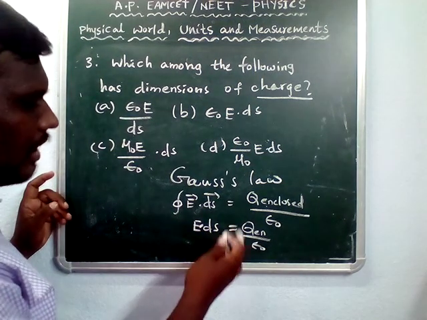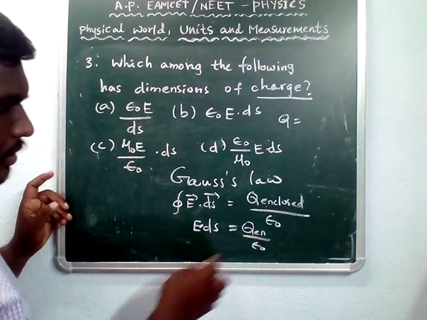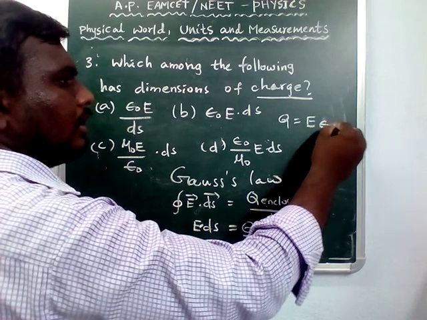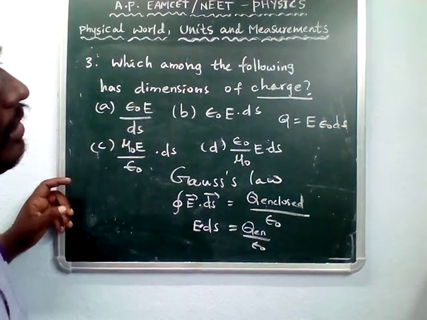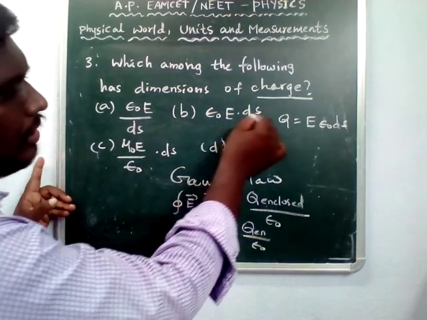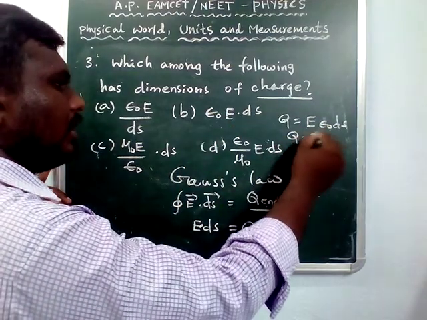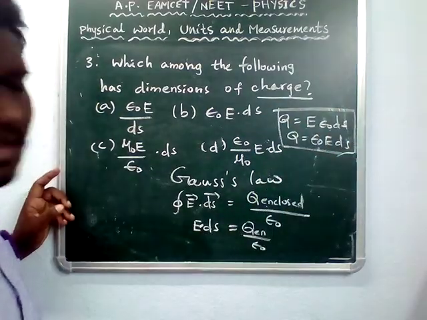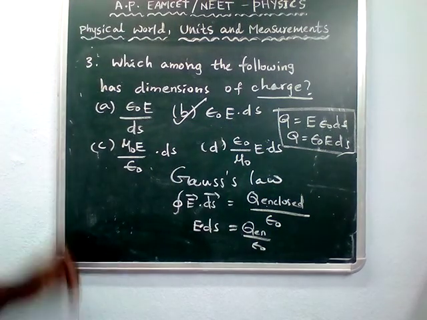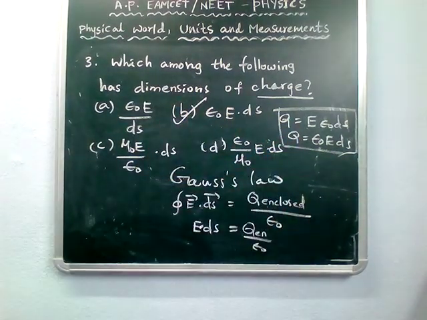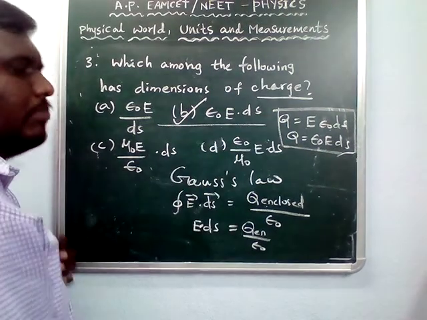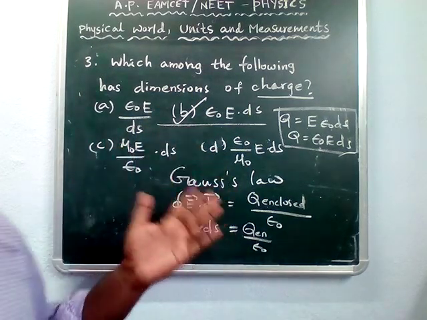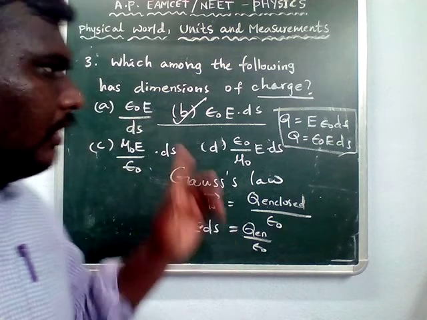If you write the charge q enclosed, that means Q is equal to, taking epsilon naught to the other side, epsilon naught E ds. So Q is equal to epsilon naught E ds. According to Gauss law you can apply this, so option B matches the equation. So the answer is B, understand? The charge will be represented in the form of epsilon naught E ds.